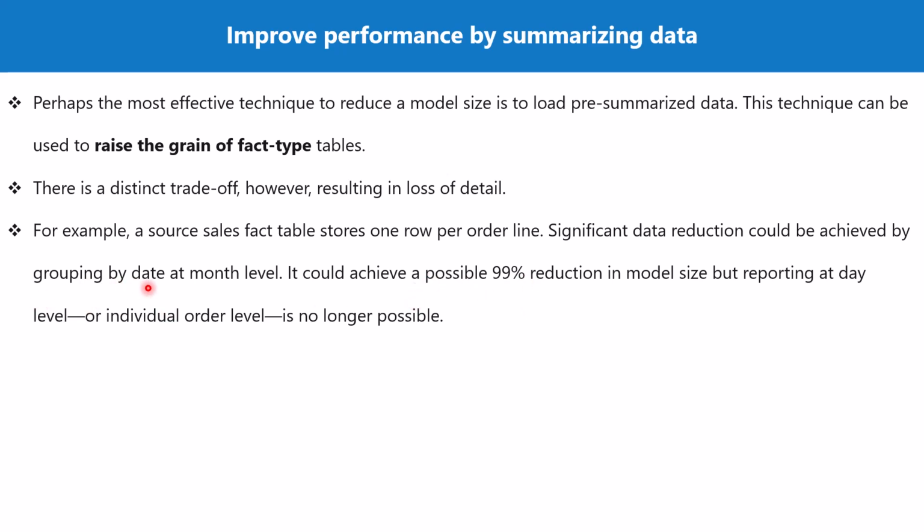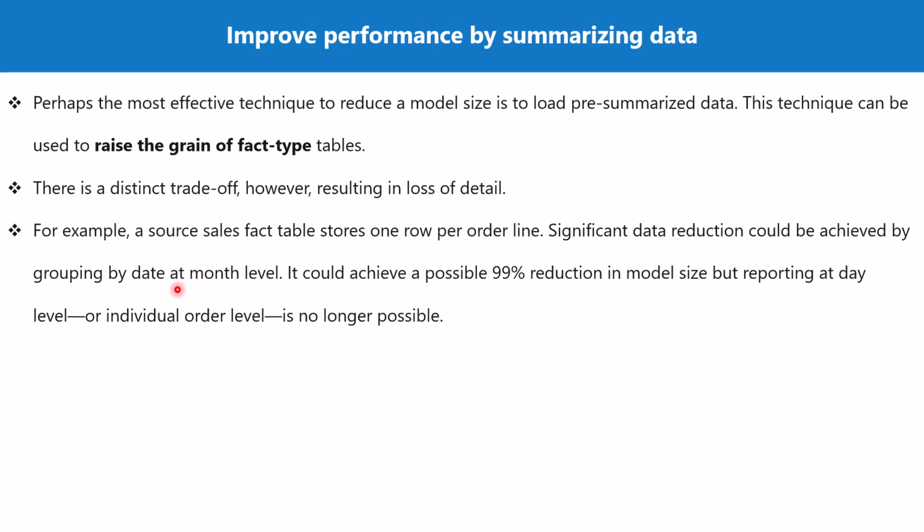But this is a very important aspect: you first have to look at the reporting requirements. If the reporting requirement says that you have to look at the individual order level or at the day level, then obviously you cannot reduce the granularity to the month level. But if there is a scenario where you do not need to store the data at the date level or at the individual order level, then it makes sense to save the data at a granularity which is the minimum requirement for reporting.